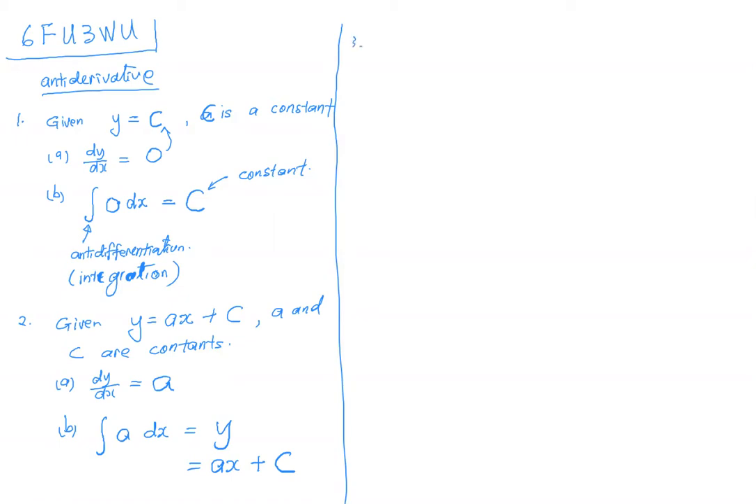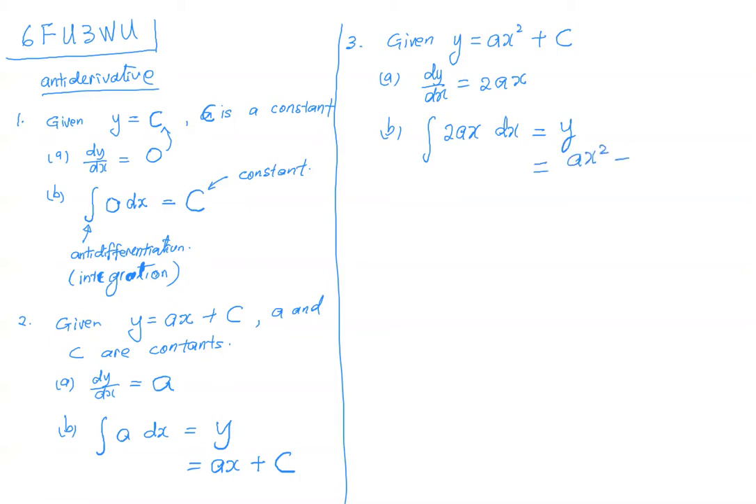Now I go to number 3. If I say given y is equal to ax squared plus c, can you please tell me what is dy dx? 2ax. 2ax plus 0, am I right? So now, if I integrate 2ax, what will I get back? I will get back my y, am I right? Which is ax squared plus c. So that is the meaning of antiderivative. You get me?